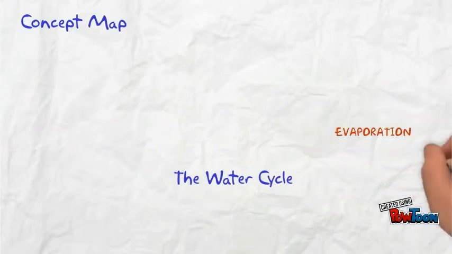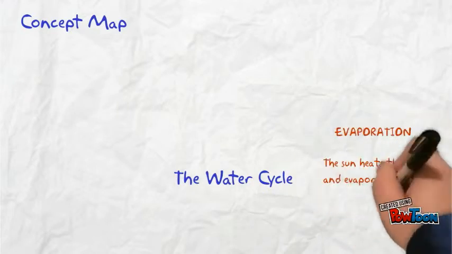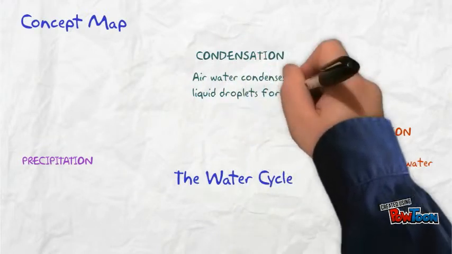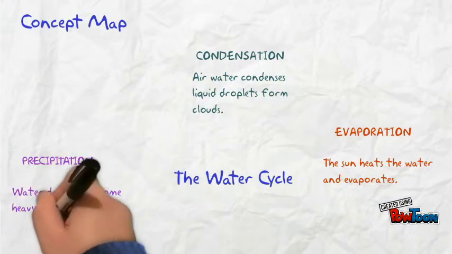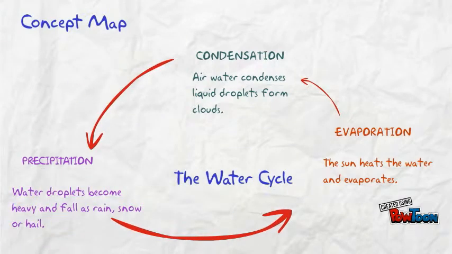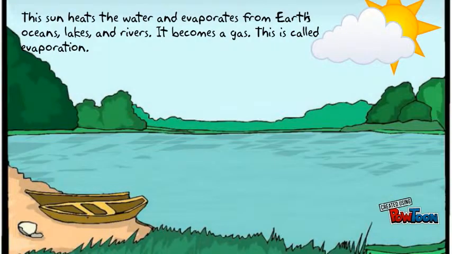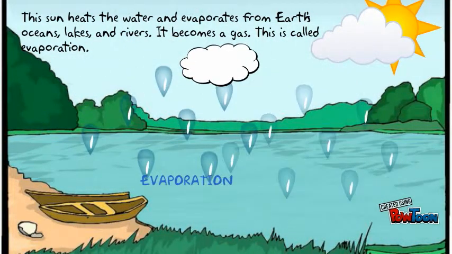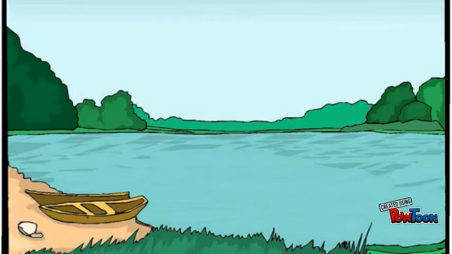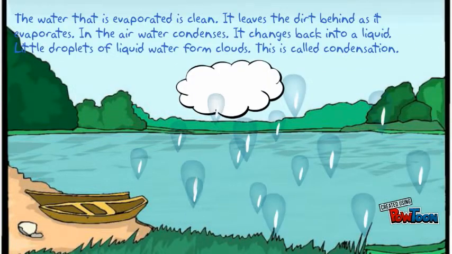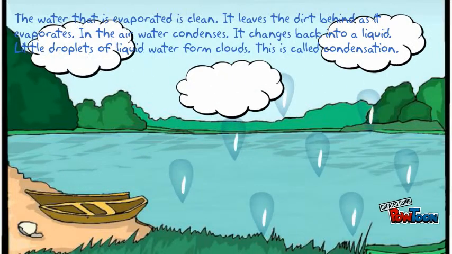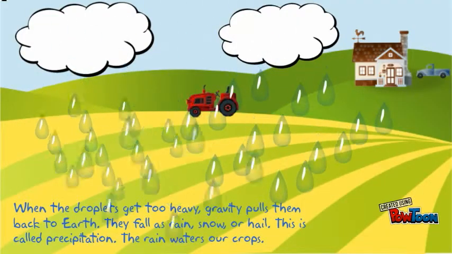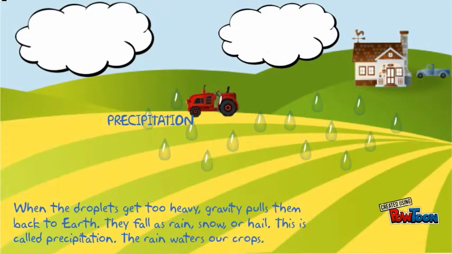Then I could create a concept map. After that, I'd get them to visualise, draw a lake. Show me what evaporation looks like. What does condensation look like? The forming of the clouds, the water getting heavier in the sky. And finally, what does precipitation look like? And the cycle starts again.